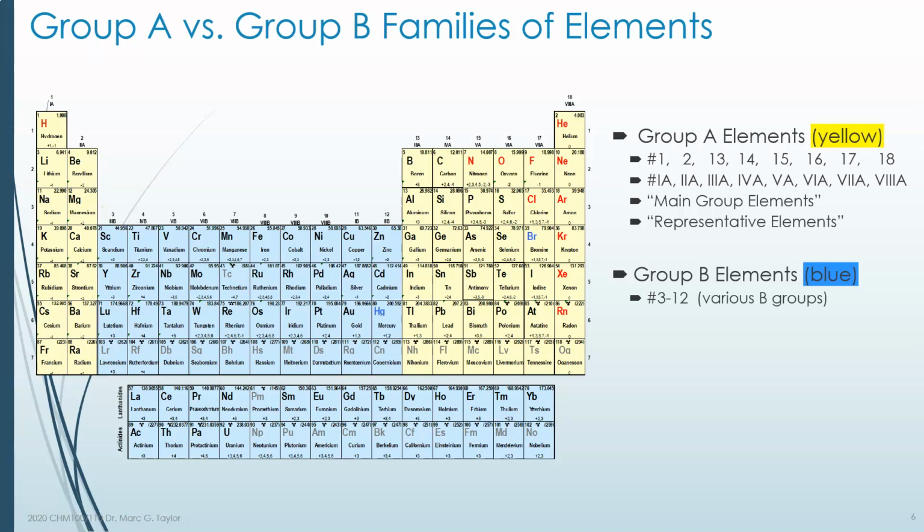Groups 3 through 12 represent the transition metals. They're called the transition metals because they transition between the first part of the Group A and the last part of the Group A. They're in between. We also have the other groups down at the bottom. You'll see the 2 rows in blue. These are now called the lanthanides and the actinides.